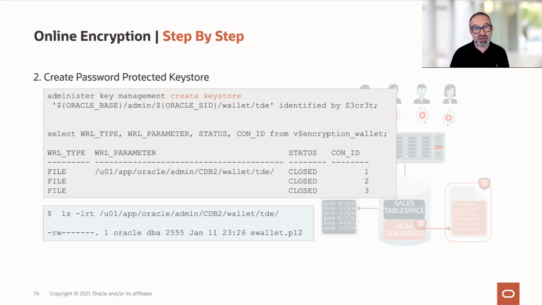And then I can check and I see, okay, the wallet is closed, but there is a wallet associated with the database. In this case, it's a multitenant database. So you see the con_id 1 is my root container, con_id 2 is PDB$SEED, and con_id 3 is my PDB here. When I check on the file system, I see that once I created that keystore, I now have the ewallet.p12 file on disk.